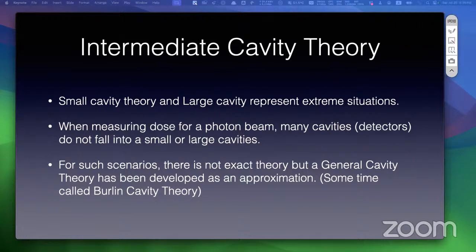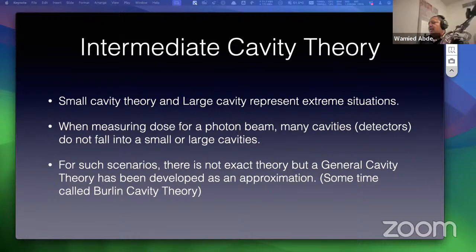Okay, yes, exactly. So as the definition mentioned in the small cavity theory, I understood that perturbing the beam means that the photons do not interact inside the cavity. Am I right? No. That is the first condition. The first condition is that the photons do not interact. That means that the dose in the cavity is actually produced by electrons generated from the surrounding medium.